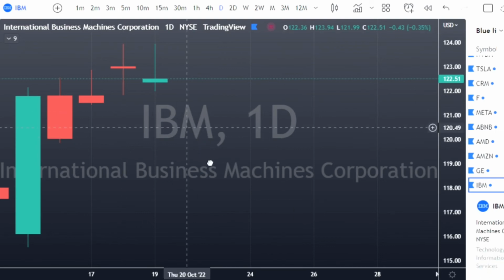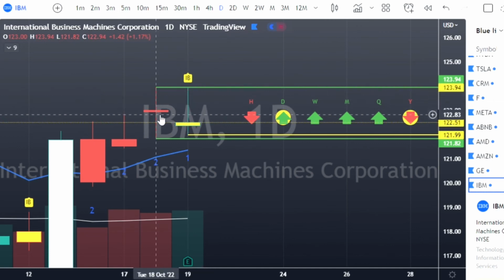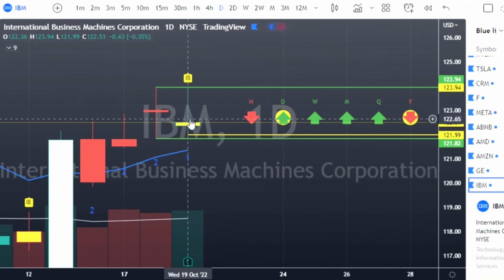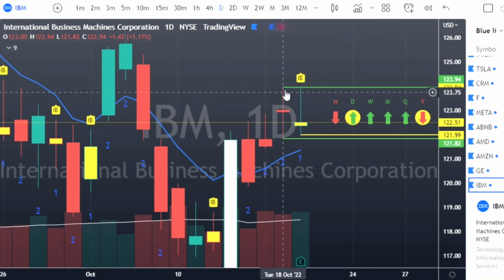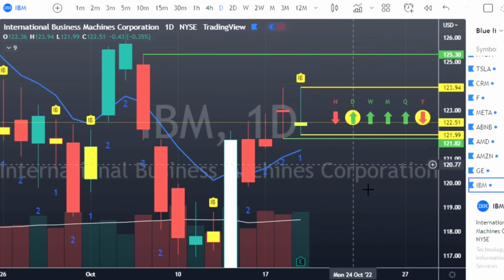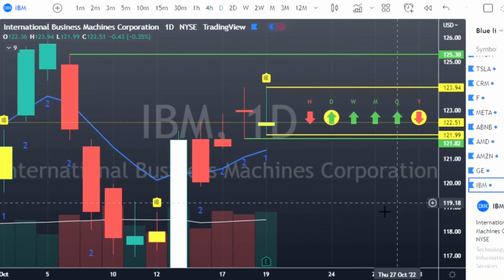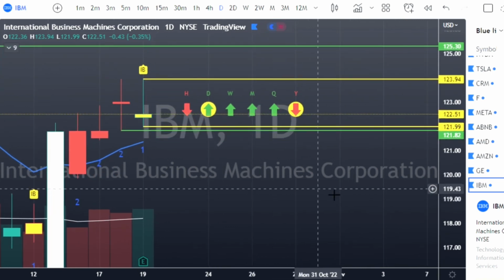IBM has an inside bar, and this is the one that I thought I was looking at before. So we basically have this inside bar candle. The high of the day was 123.94. The high of the previous bar's day was 123.94. So still considered an inside bar. We can realistically move this target up to there. So that becomes our target to the upside. Calls at 123.94, puts at 121.99 on IBM.